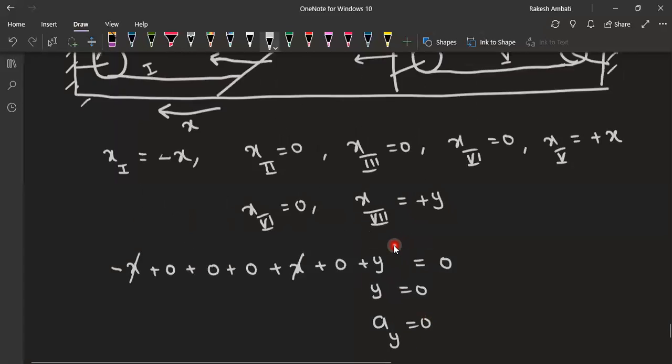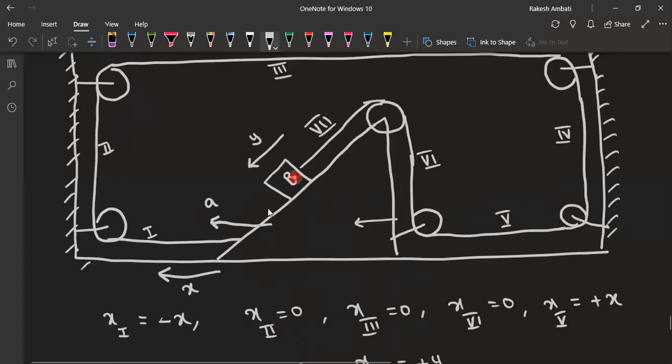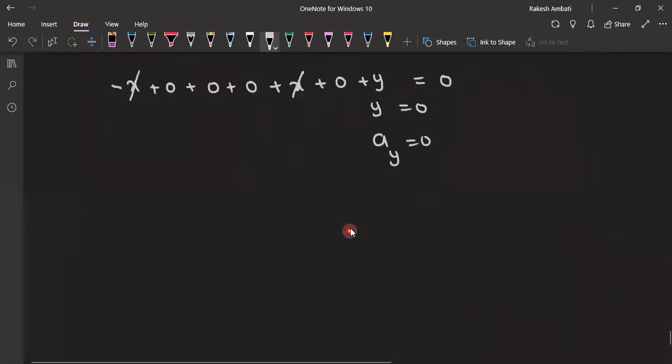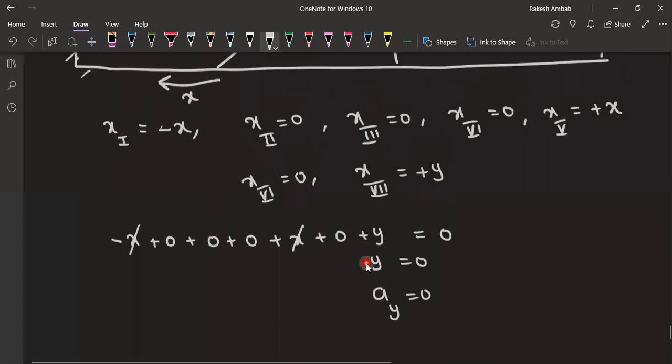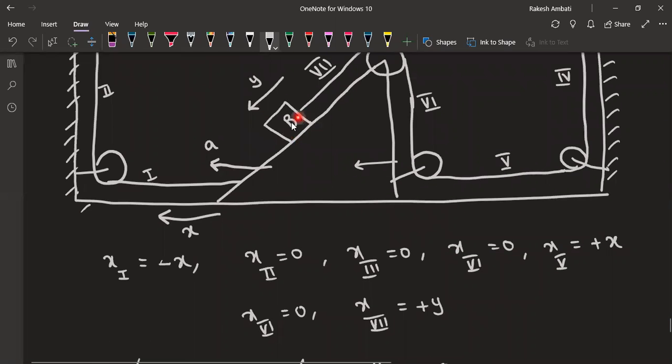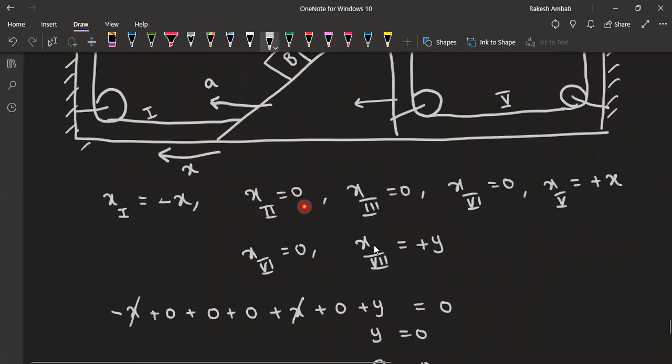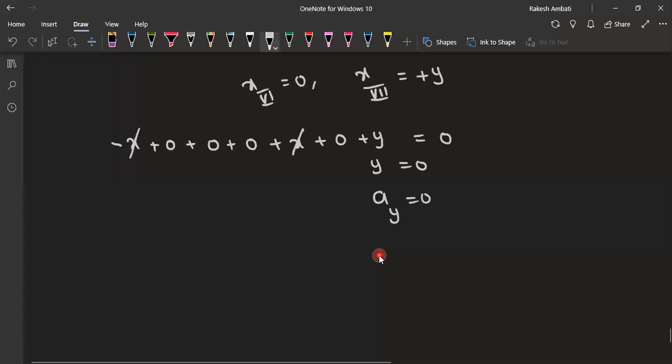But does that mean block B's acceleration is completely 0? No. Why? Because block B is still in contact with the wedge. Because of contact, if the wedge is moving leftwards, this block B also accelerates leftwards. Because of changes in the segments, no acceleration is present to the block, but because of contact, block B possesses acceleration.